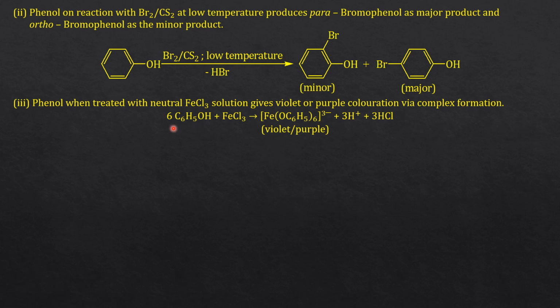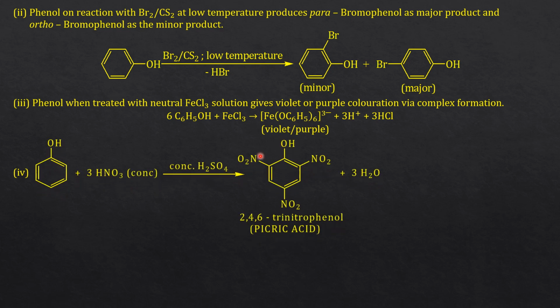Then they have asked what will happen with neutral FeCl3. In some of the books it is written violet, in some it is written purple, so you write both of them. And if it is a substituted phenol, then the color can be red or green also, but with pure phenol the color will be either violet or purple. And this is the equation. If you cannot give this equation, okay, but just write the correct observation. It actually forms an octahedral complex. This complex ion actually shows this violet or purple color.